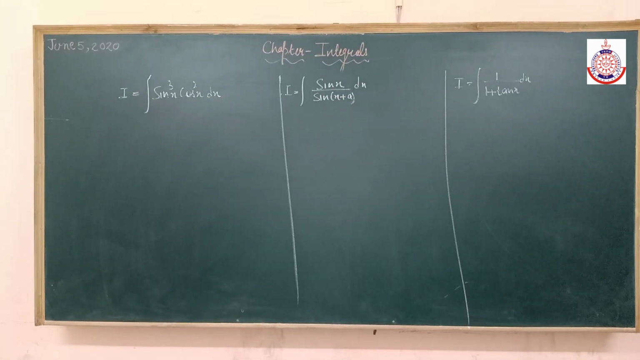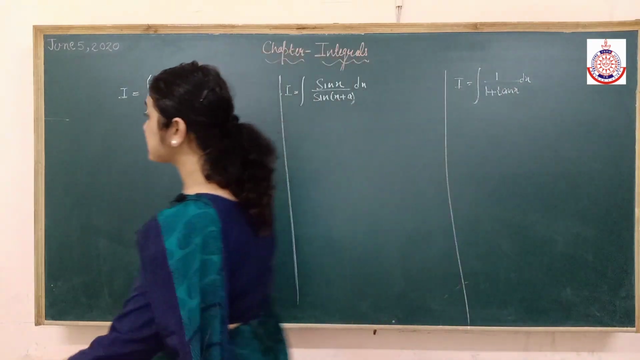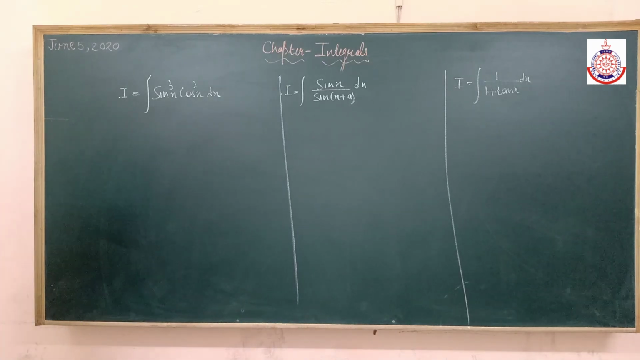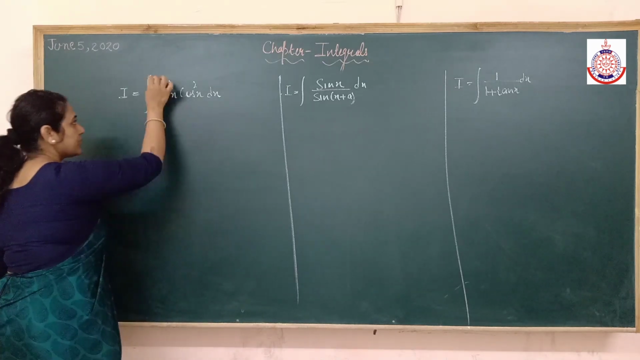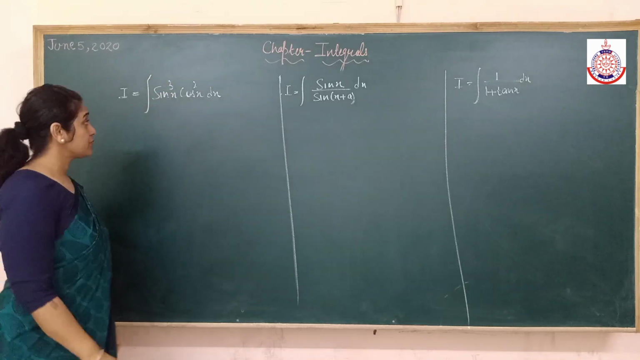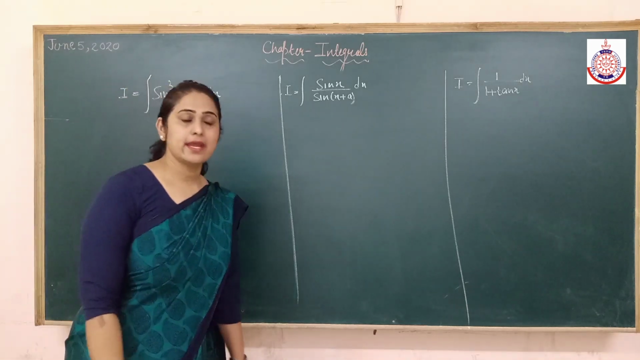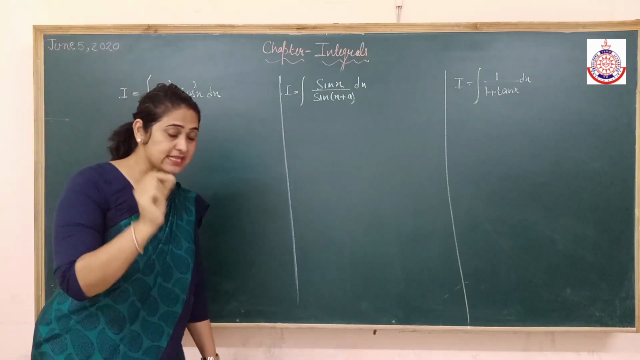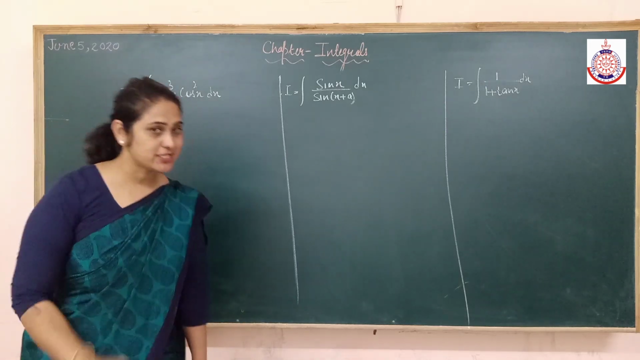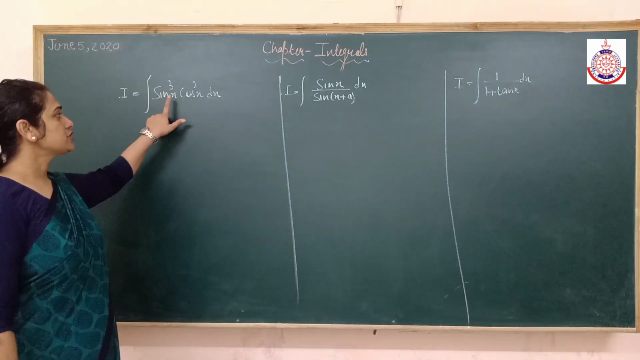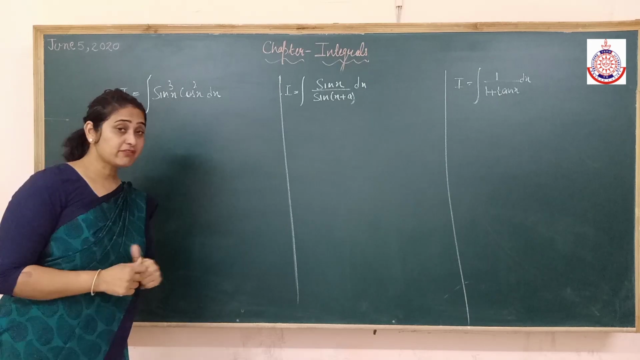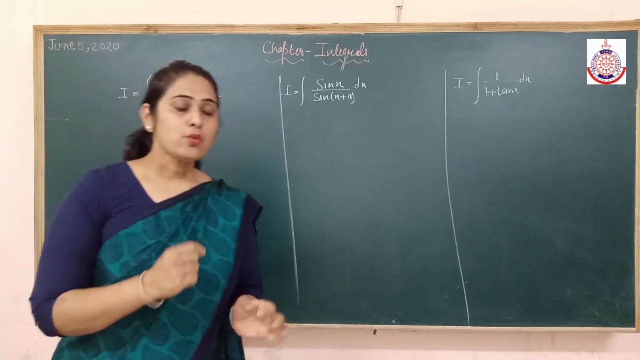Okay, let's do some more questions related to the substitution method, because I told you this is a very important topic. So we have to be thorough with it. I have now the integration of sine cube x into cos square x. Alright. Now the target: I have to substitute that function whose differentiation is given. Sine's differentiation is cos. Cos's is minus sine. Minus is not a problem. That means both have a differentiation there. But what to substitute?